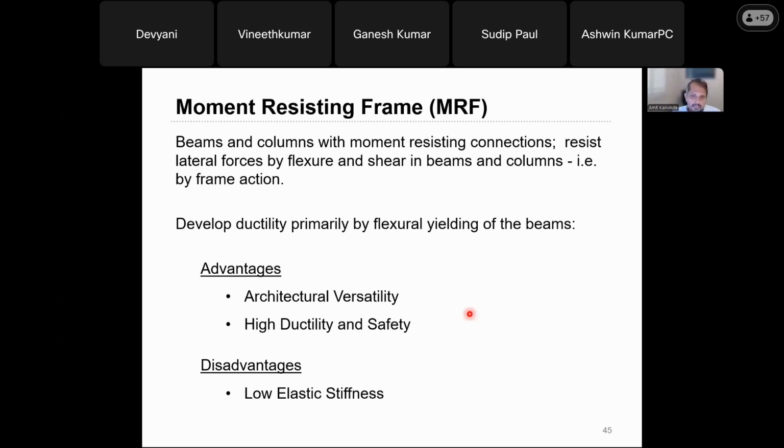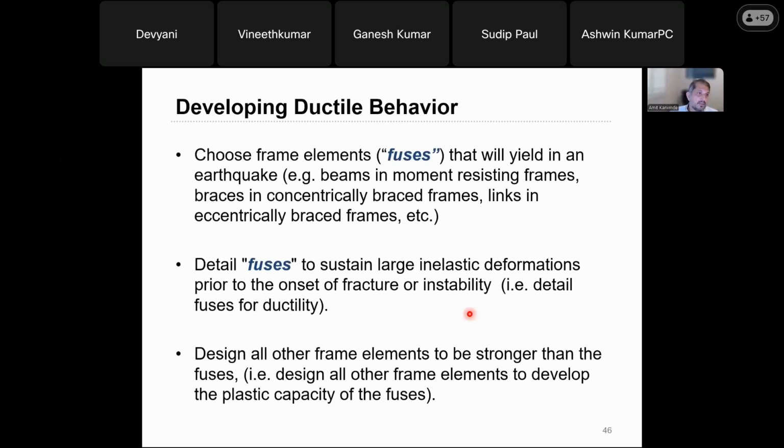So to do this, we need to apply some basic concepts. The first concept, and Professor Ashwin has talked about some of these, is that you need to think about this notion of fuses. So there's three things you need to do. You need to identify certain elements that will yield in an earthquake. The reason we do this is, if we don't know ahead of time where our elements are going to be yielding, we essentially have to design the entire structure to be highly ductile, which is just extremely expensive. So if we know where our structure is going to yield, then we can really design that to be ductile. So that's number one.